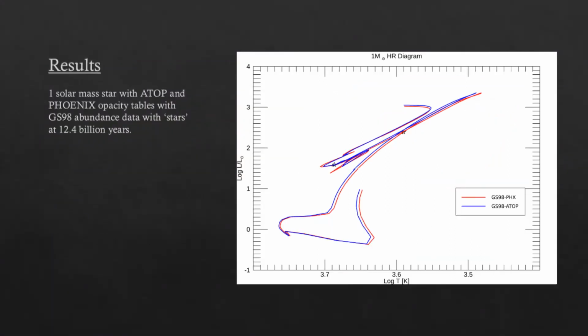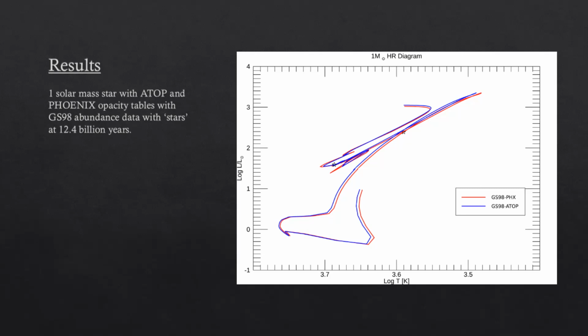And one solar mass star with ATOP and Phoenix opacity. So this is basically the same diagram as before. There's literally no difference, but now we have two stars here on the diagram at 12.4 billion years. So this is after the main sequence. This is a one solar mass star like the sun, so the main sequence lasts for about 10 billion years.